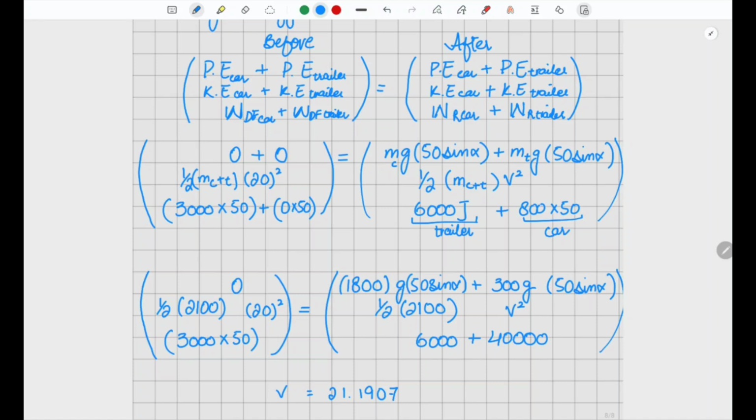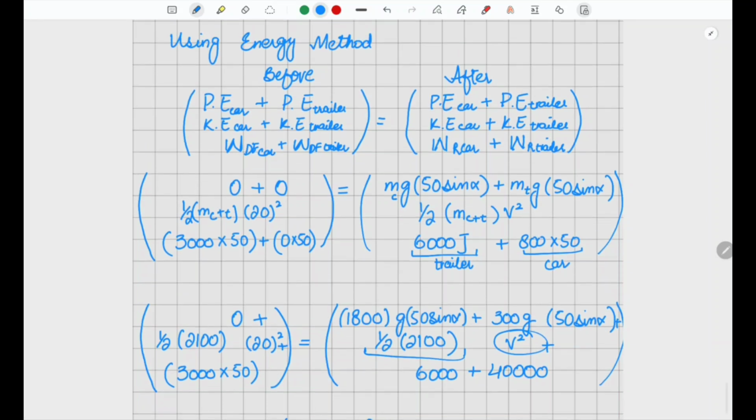we will get it to be 21.1907. You can directly solve everything in the calculator. These are all added together, so you can keep the v squared term on one side, subtract everything else on the other side, and then divide by whatever is multiplied with it. So you will get the velocity.